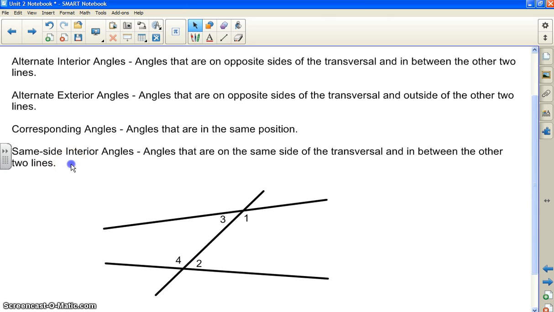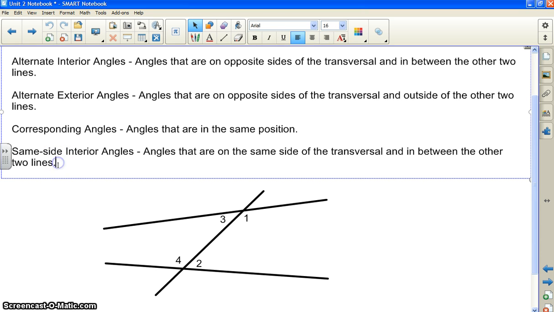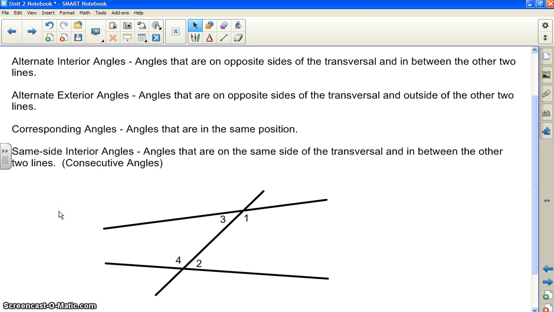Another term that you might see with these would also be called consecutive interior. Let me write that in here for you. So consecutive. Okay, so that's another term that you might see it as. So your same side interior, you could also see them as consecutive. It means the exact same thing, just a couple different ways that we could name it. All right, so that's it. The vocabulary, have these terms down for class because we're going to use these quite a bit here in the next couple of days.